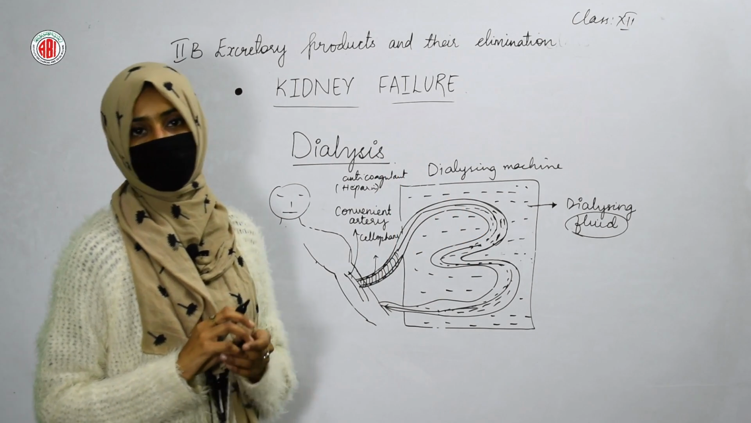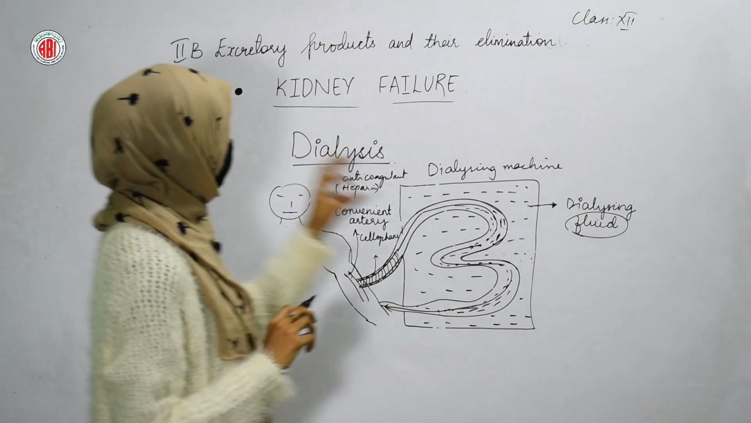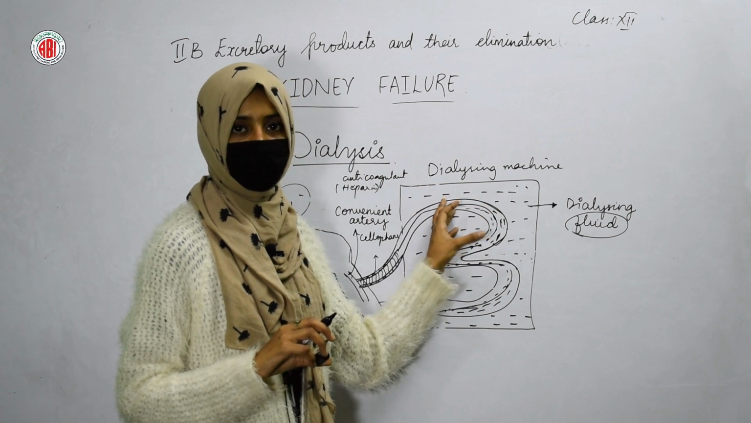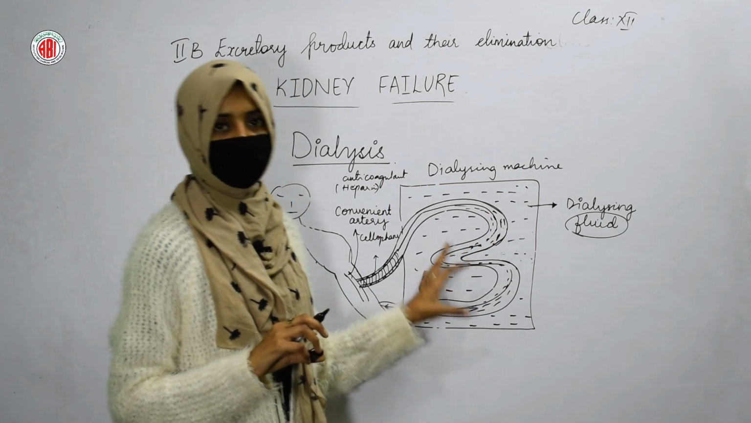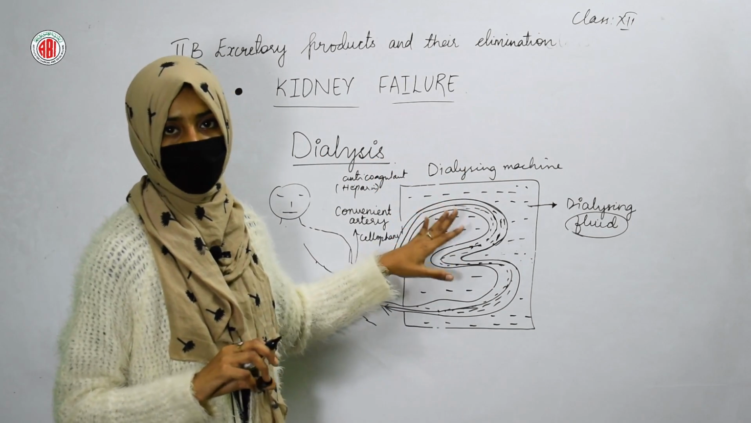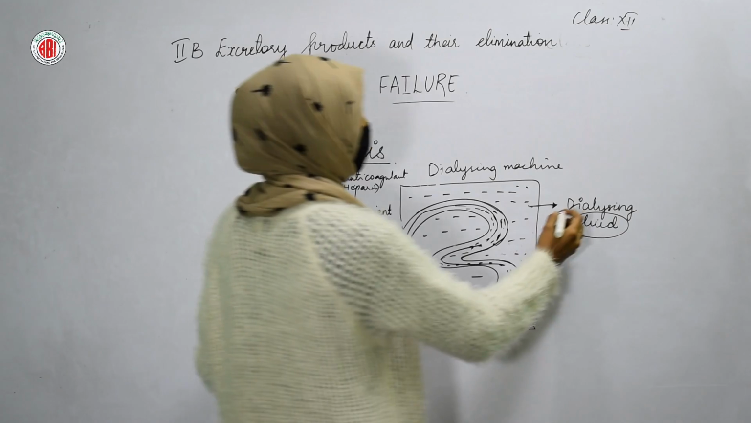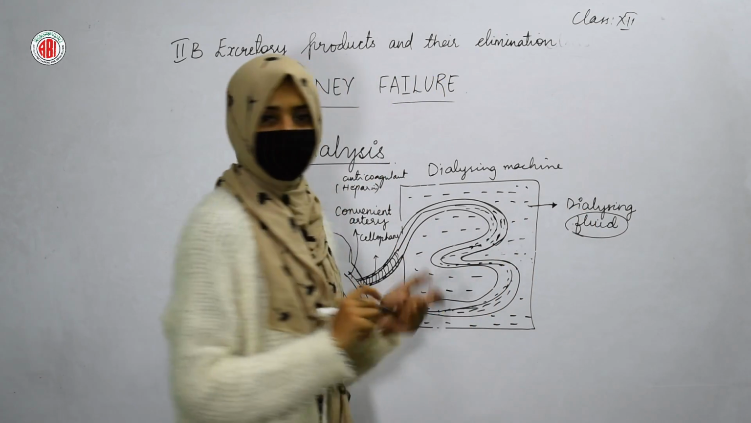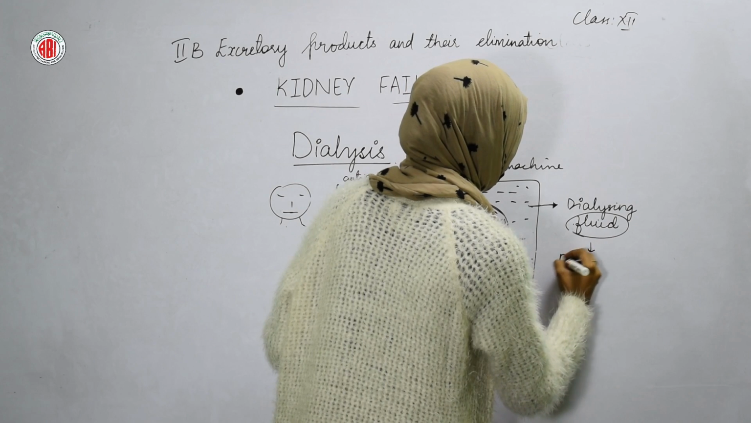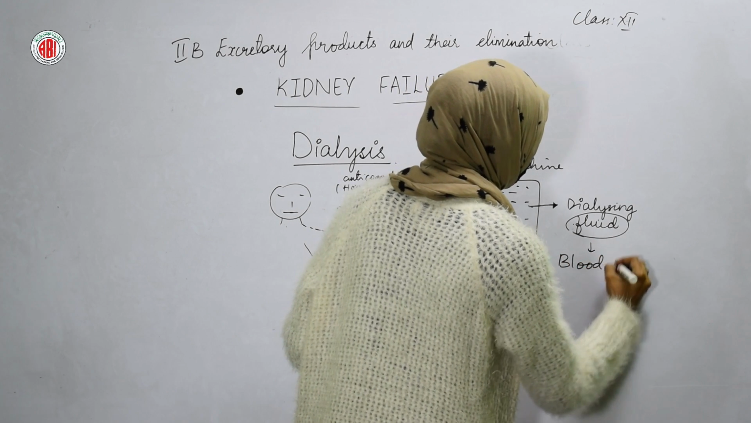Now what is there in the dialysing machine? So in the dialysing machine, there are some chambers present through which the tube runs, and in the dialysing machine a fluid is also filled. We call that fluid the dialysing fluid. So what is there in this dialysing fluid? This dialysing fluid is our healthy blood plasma.